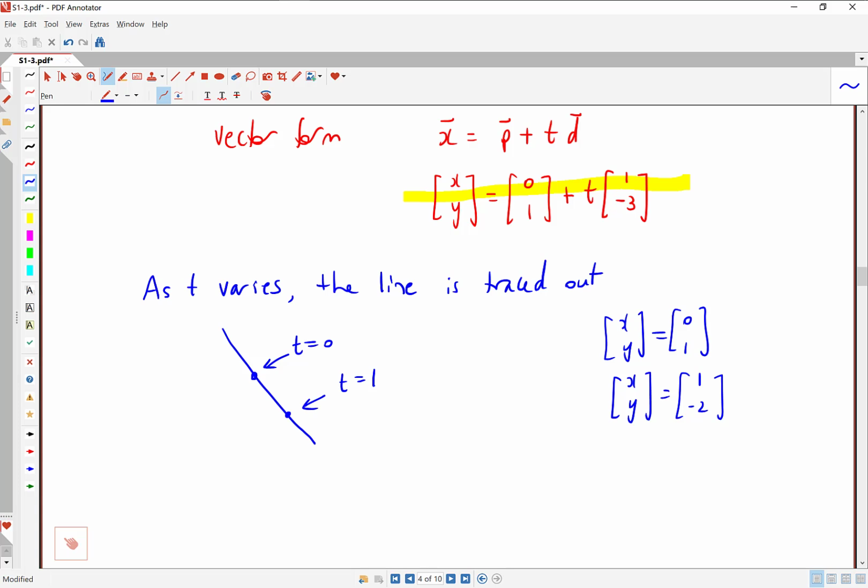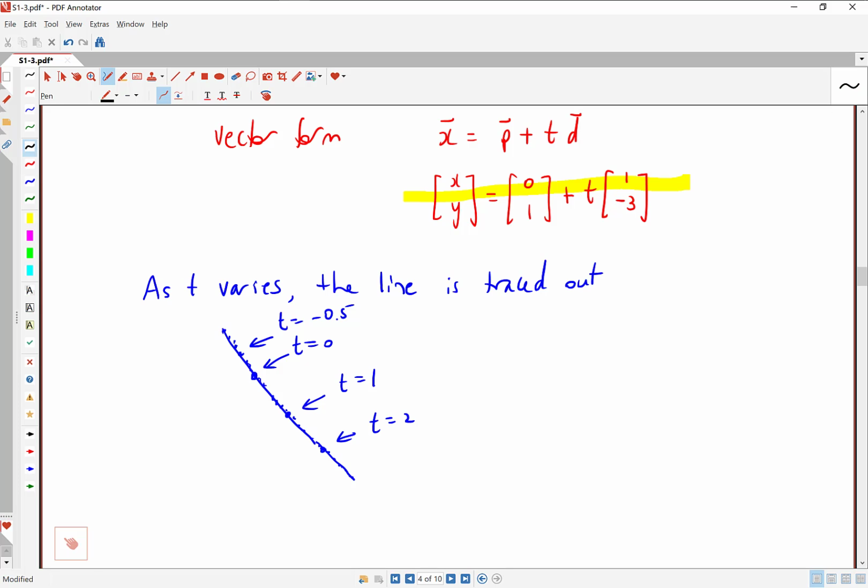And as you let t run through all possible real numbers, you're just going to be tracing out different points on the line. So t equals 2 would be here. You can have negative t values, like t equals -0.5 would correspond to that point there. And you're just going to be tracing out all the different points on that line as you run through all the different real numbers t. So this is why it doesn't really matter what choice of point you make. That would just shift your starting point to a different point on the line. But let's say you chose Q as your starting point, then as you run through all real numbers t, you are still going to trace out all the different points on this line.